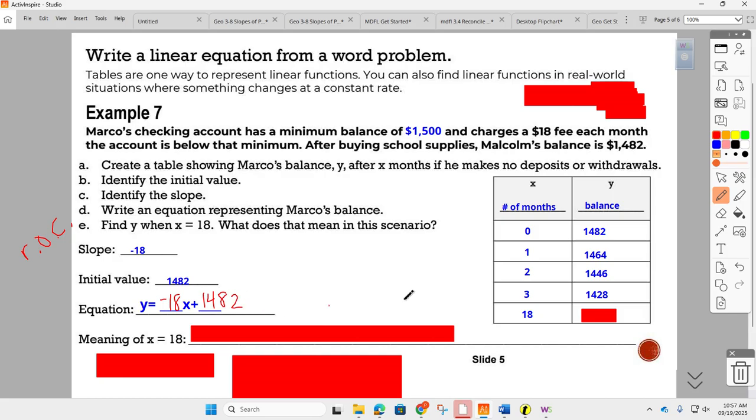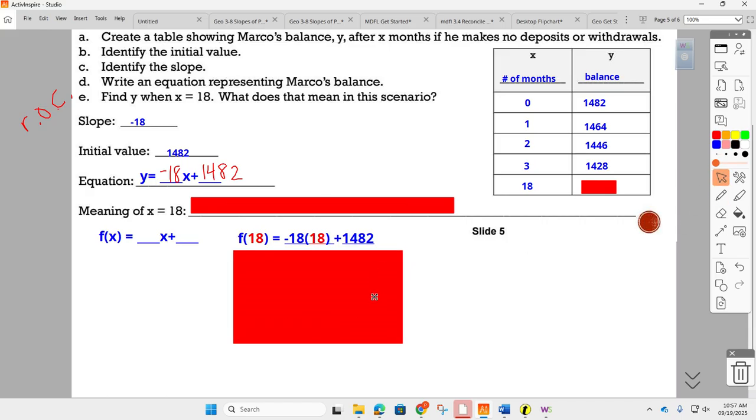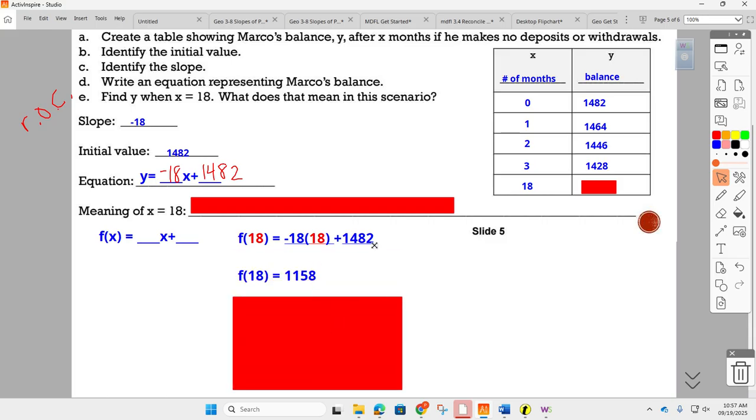So now, if we want to know what his balance is after 18 months, we could just plug in for x, but we could also put it in function form. Madeline, you're awake, right? Okay. We could put it in function form, and we worked with functions already, so remember, y and f of x are the same thing. If we say f of 18, that means we're plugging in 18 for our x value. So we can plug that in on our calculator, and then we know that when x is 18, y is $1,158.